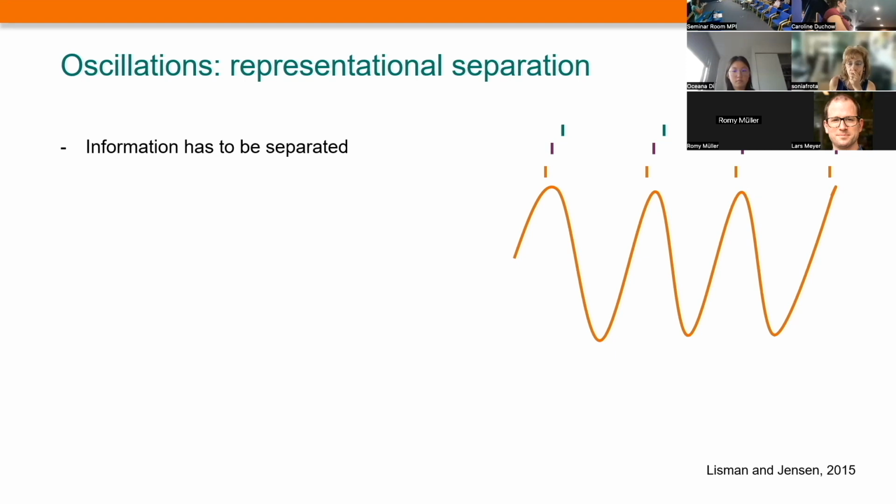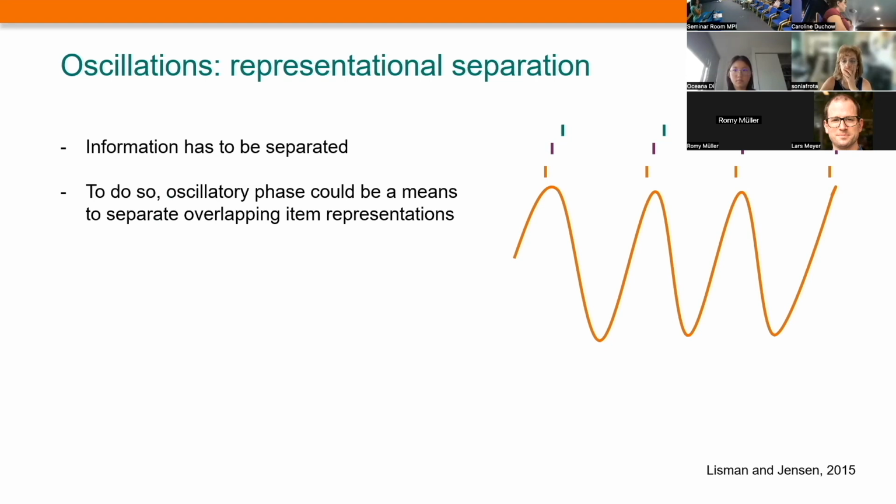For example, if I have apples and oranges, they have a lot of overlapping features, but I still very easily can distinctively memorize both of them. And it has been proposed that the oscillatory phase could be a means to do this separation. So we represent multiple items, and here there are these lines that are different representations, but they're simply represented at different moments of the ongoing oscillation.